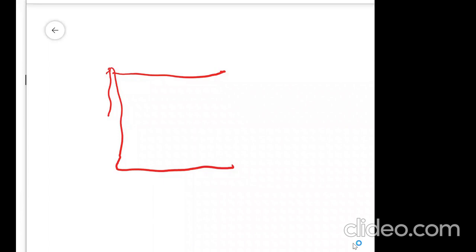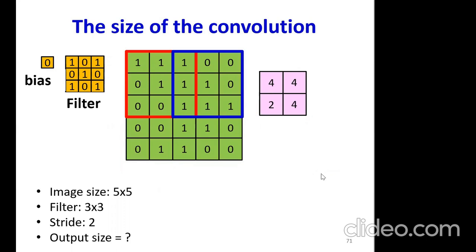I'm sorry. Okay. So we can come up with a general size for the output map. I apologize for not being able to draw. Something is wrong with my laptop.